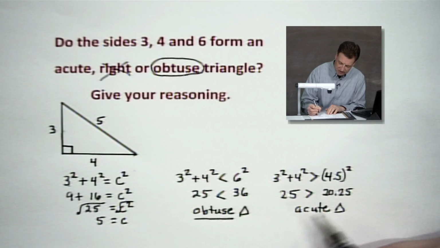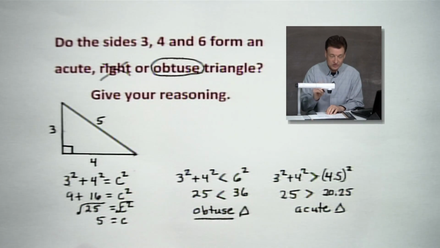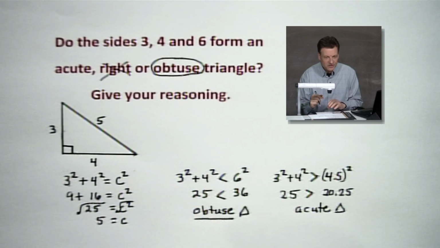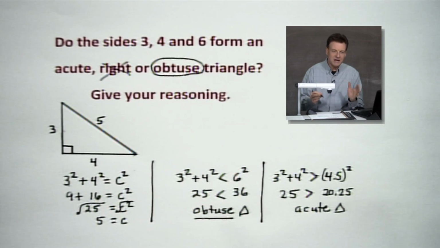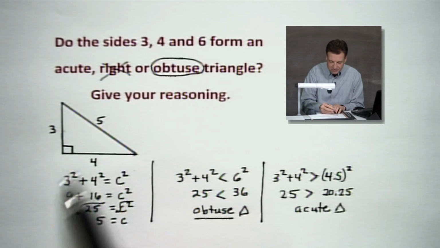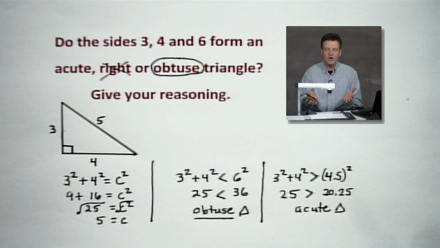Remember, acute triangles have all angles acute. Obtuse has one obtuse angle and two acutes, and a right triangle has one right angle and two acute angles. So there's your story. Maybe more than you wanted to see, but that's how you can work them out. It's all about the Pythagorean theorem, and that bases it for a right. If it doesn't work for right, then you're after an obtuse or an acute.